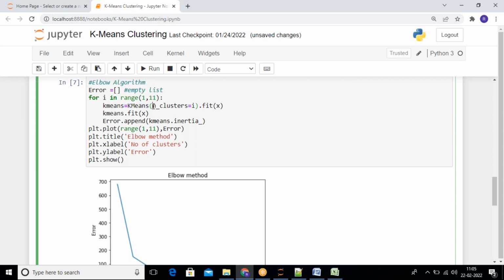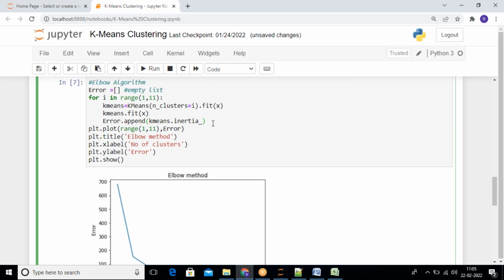inside the for loop, and inside n clusters I have passed i. First the value of i will be 1, meaning 1 cluster will be made, then 2, then 3, then 4, up to 10 clusters, and every time the model fits X. So kmeans.fit(X). Now the data is fit to the model. Error is actually an empty list, and inside the error, kmeans.inertia is appended.